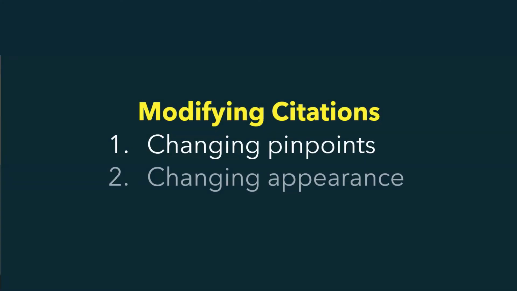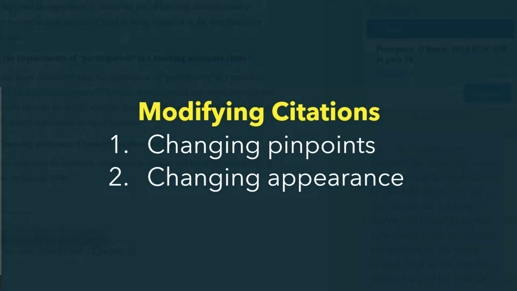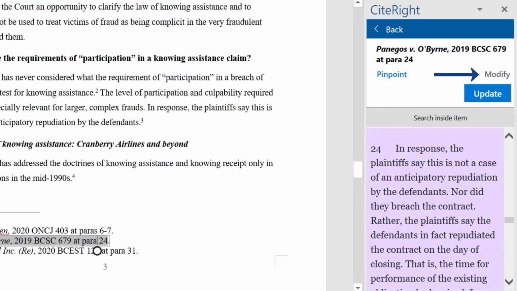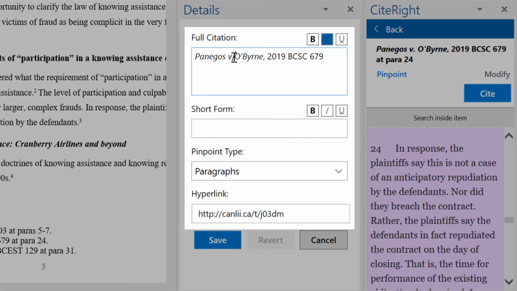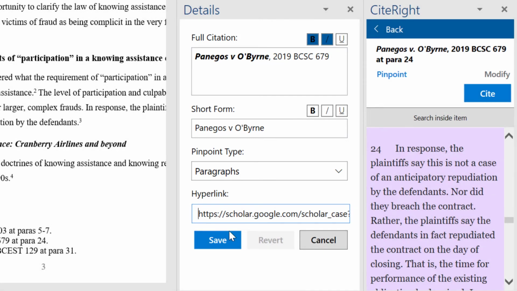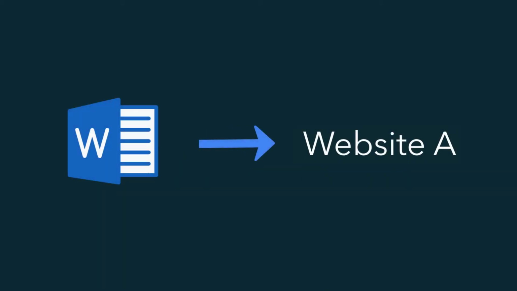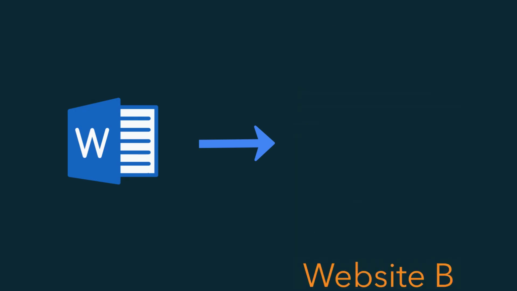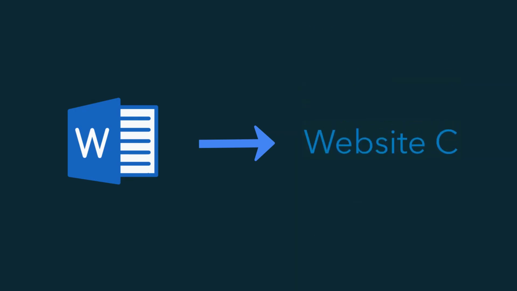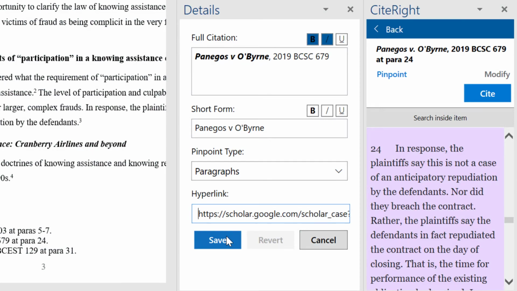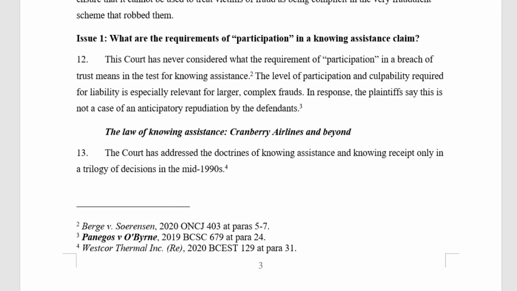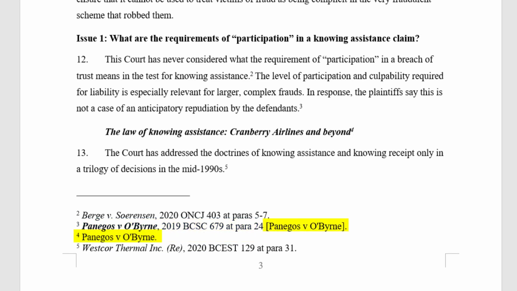Next, you can modify the way a case appears throughout the document. Click Modify. Here, you can modify the full citation, short form, and even the hyperlink. Changing the hyperlink will direct the reader to a desired hyperlink, even if it's different from where you acquired the case. Click Save. Notice how the appearance of all citations with this case has been modified. Note how the short form will appear in square brackets the first time this case is mentioned.